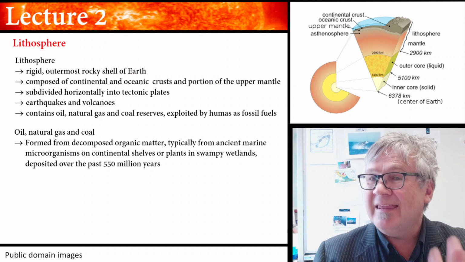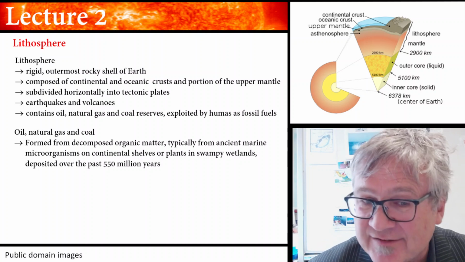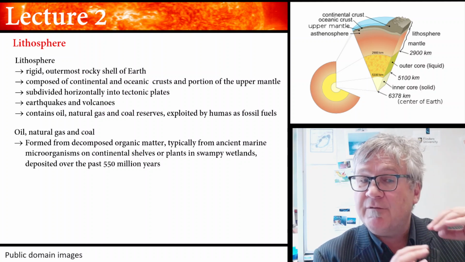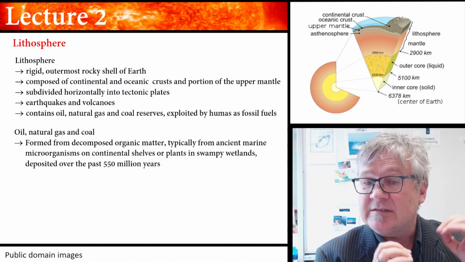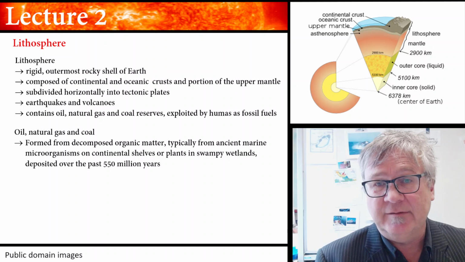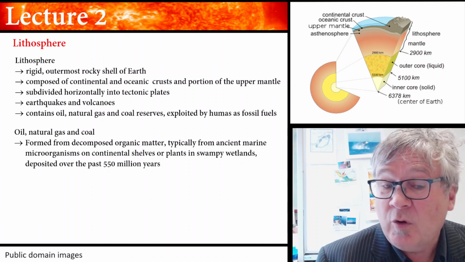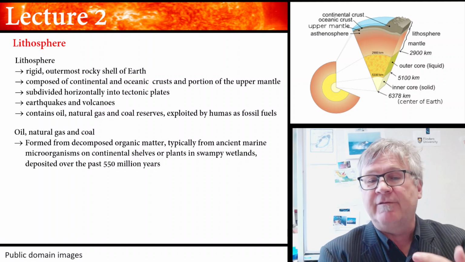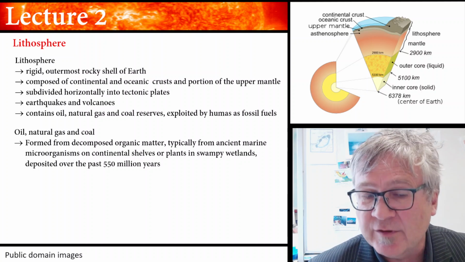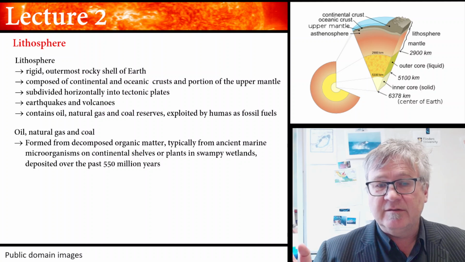And volcanoes are linked to the climate system. The lithosphere also contains oil, natural gas, and coal reserves exploited by humans as fossil fuels. That's a big feature of the lithosphere. It's the fossil fuels that we use to create electricity. Oil, natural gas, and coal formed from decomposed organic matter, typically from ancient marine microorganisms on continental shelves or plants in swampy wetlands, deposited over the past 550 million years. It took a long time to form these deposits.